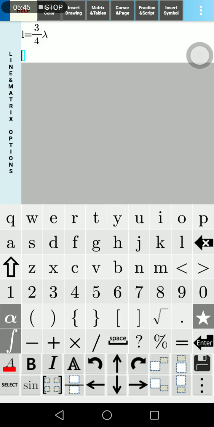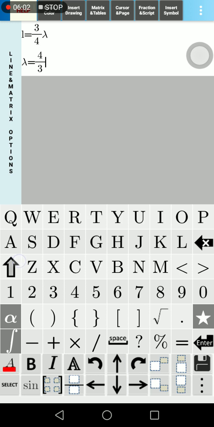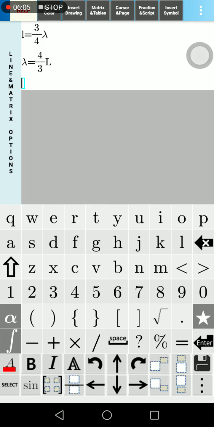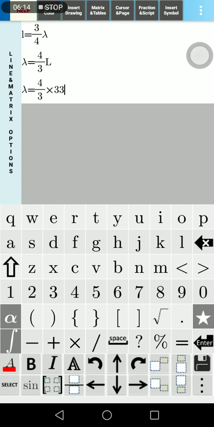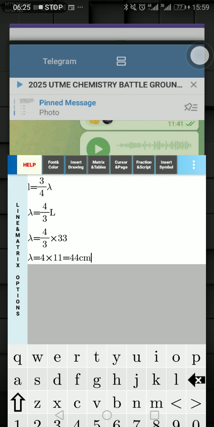While in the videos I sent on Telegram, I derived the form, you just rearrange this thing. You have 4 over 3 L, right? You add 4 over 3 times L. And L is 33 centimeters. So our wavelength is basically 4 over 3 times 33. 33 was given to us in the question. So 3 in 33 is 11. I have that my wavelength is equal to 4 times 11, which will be 44 cm. So 44 cm is my answer. That will be the wavelength of the first overtone.